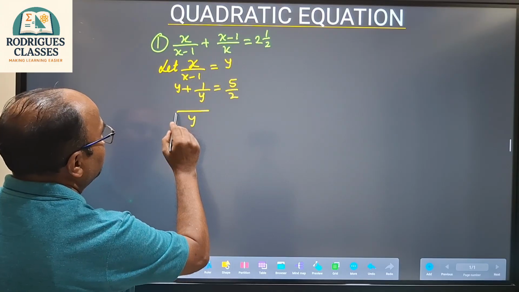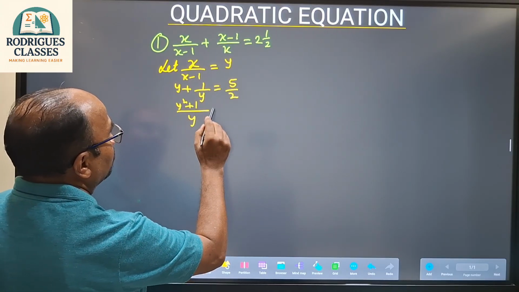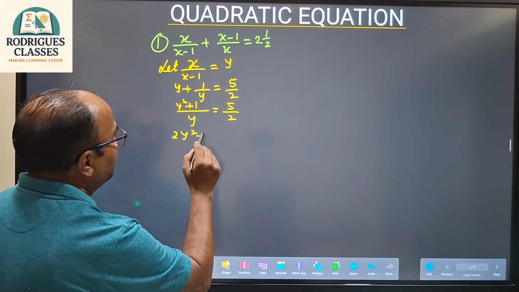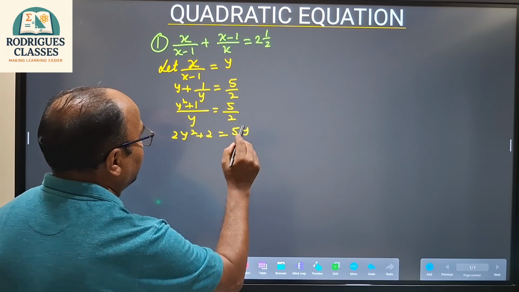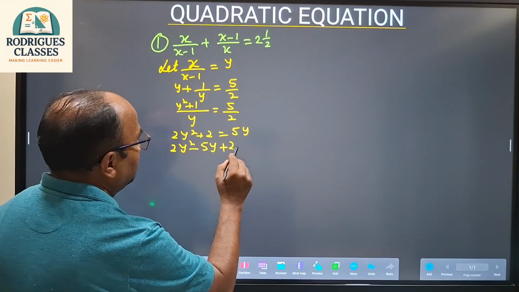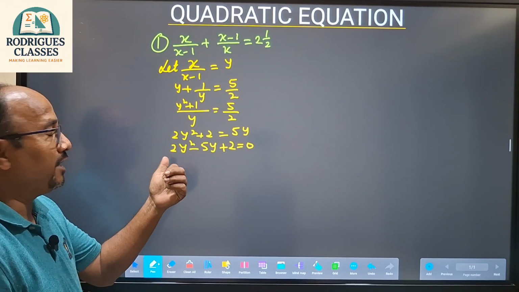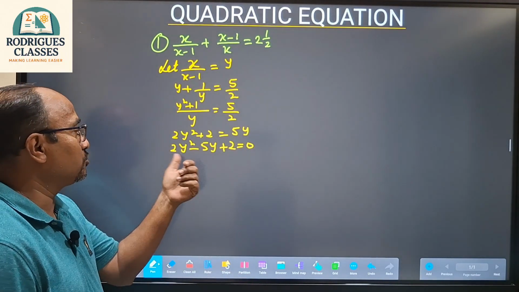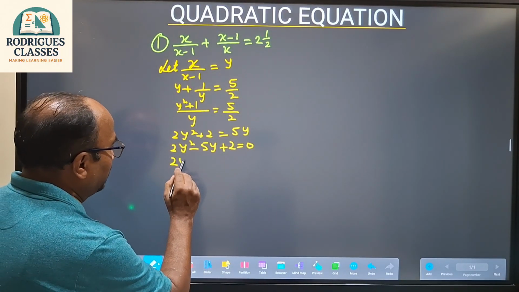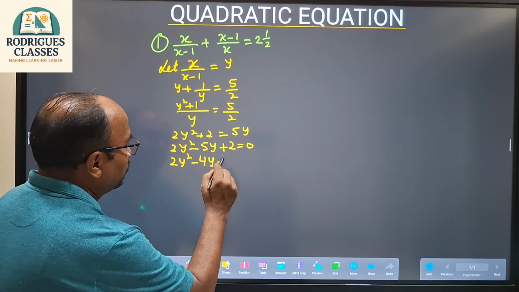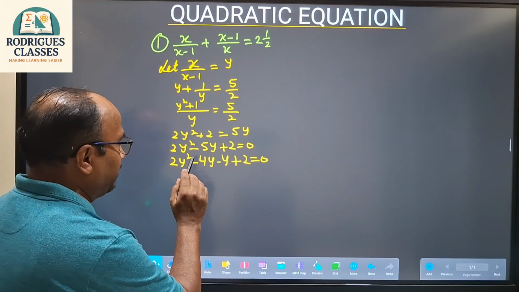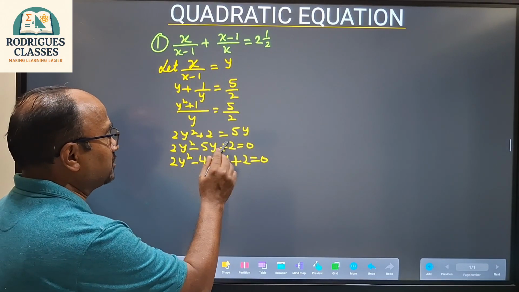Here we take the LCM: y square plus 1 by y equals to 5 by 2. Then we cross multiply, so we get 2y square plus 2 is equals to 5y. We bring 5y to this side to get it into a quadratic equation. Now the product needed to factorize it by middle term split is 2 twos are 4 and the sum needed is minus 5. So we get 2y square minus 4y minus y plus 2 equals to 0. Minus 4 and minus 1 gives us minus 5, and they multiply to give the product 4.